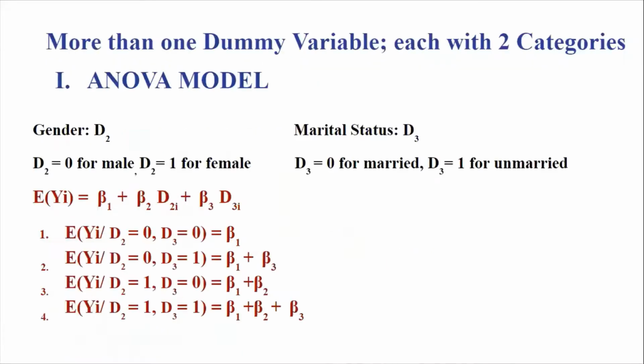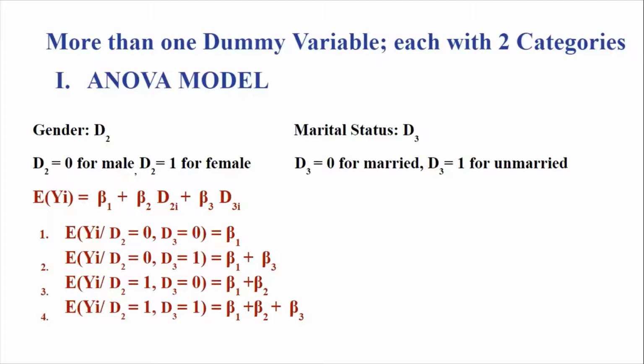Now, the next case is if there is more than one dummy variable and each dummy variable has two categories. So the first case was there is only one dummy variable with two categories, and now we are dealing with the case where there is more than one dummy variable and each dummy variable has two categories. So under this category again we are going to deal with three models: ANOVA model, ANCOVA model without interaction, and ANCOVA model with interaction. So first let's have a look at the ANOVA model.